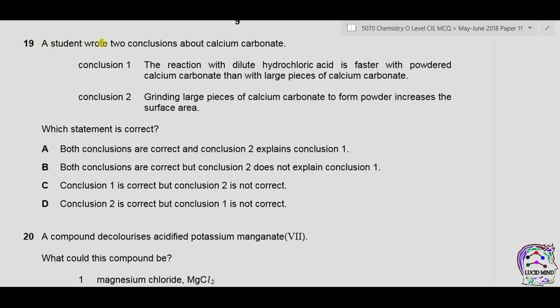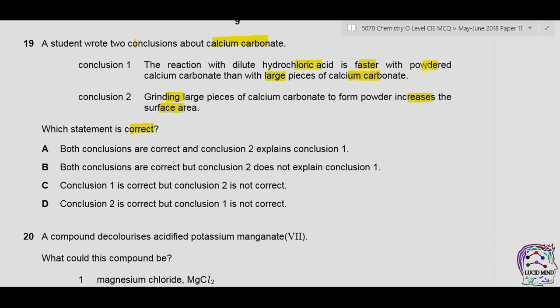Question 19. A student wrote 2 conclusions about calcium carbonate. First is that the reaction with dilute hydrochloric acid is faster with powdered calcium carbonate than with large pieces of calcium carbonate. Second conclusion is that grinding large pieces of calcium carbonate to form powder increases the surface area. Which statement is correct? For calcium carbonate, the rate of reaction will depend on the surface area. The larger the surface area, the faster the rate of chemical reaction.